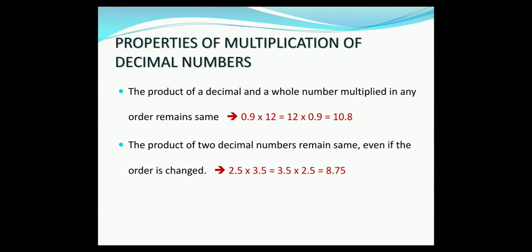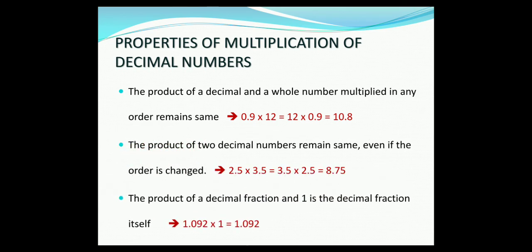Like the previous one, if I multiply 2.5 into 3.5 or if I multiply 3.5 into 2.5, my answer will remain 8.75. It won't change. Clear? And the third one is that the product of a decimal fraction into 1 gives the decimal fraction.